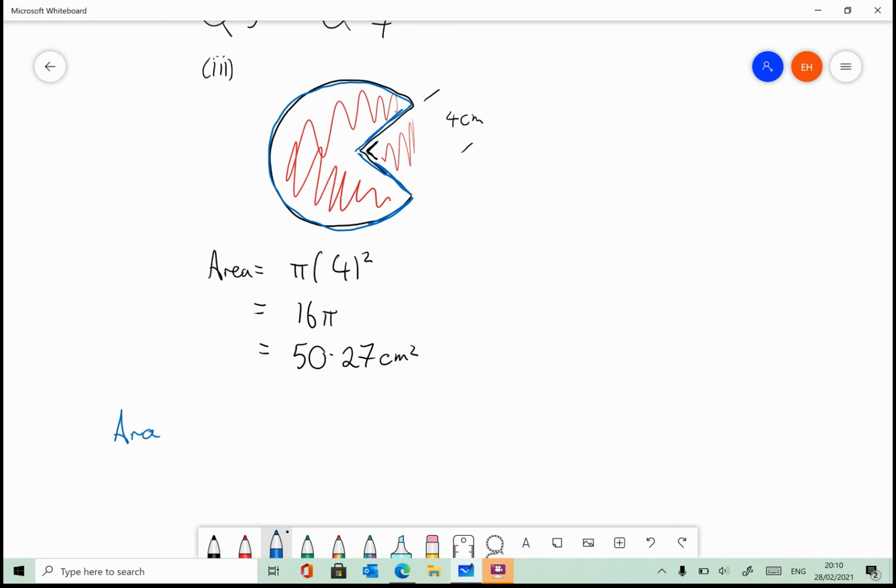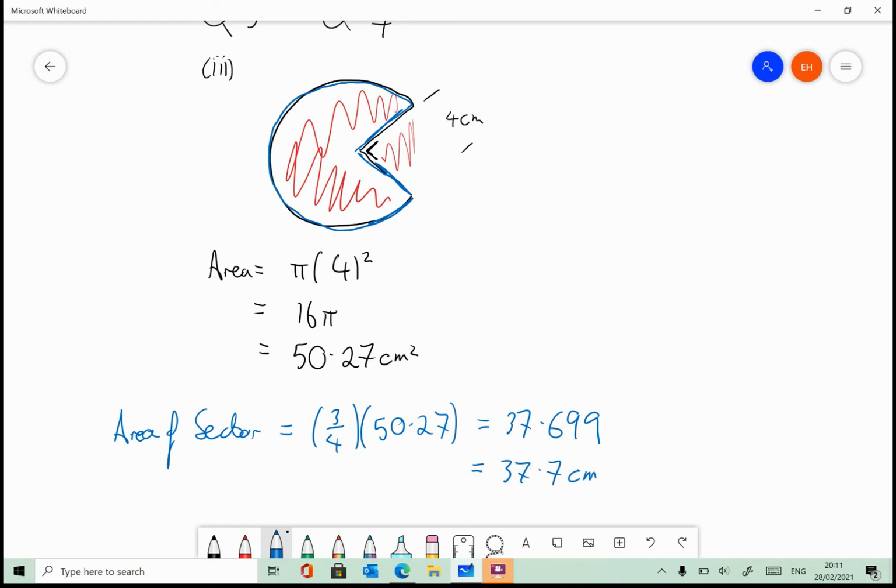That blue zone is 3/4 of the full amount. So area of sector equals 3/4 of 50.27, where "of" means multiply, which is 37.699. Correct to one decimal place, that is 37.7 centimeters squared. So that was question 3, part 3. I already did question 3 part 4 for you, so you should be okay for that. It's the same method.